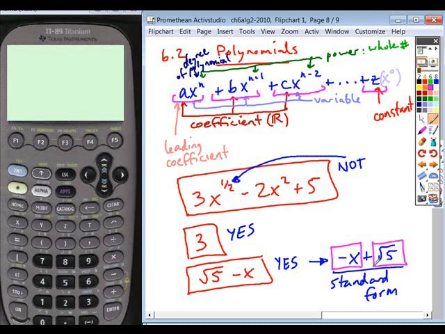And so when you identify those, you can name a polynomial by the number of terms. One term is called a monomial. 2 terms is a binomial. If you had 3 terms, it would be a trinomial. And then beyond that, it's pretty much just referred to as a polynomial. But the monomial, binomial, trinomial have specific names.